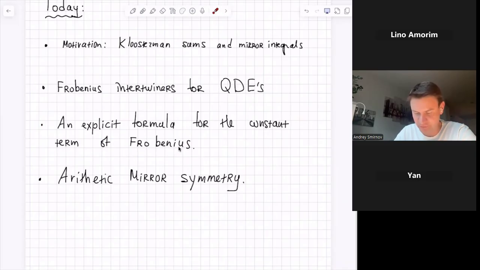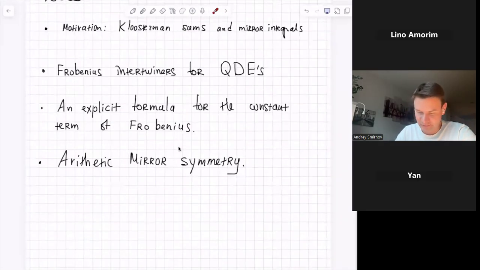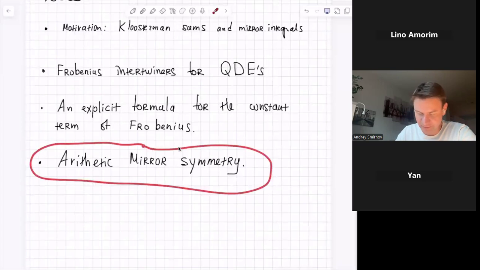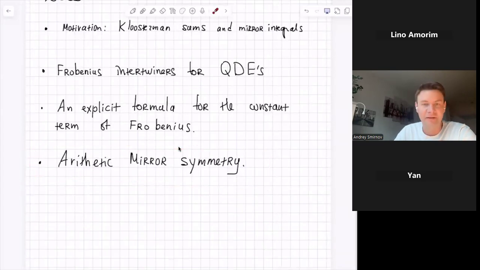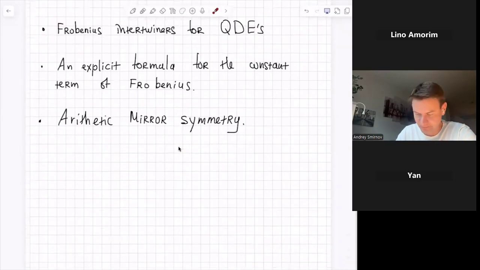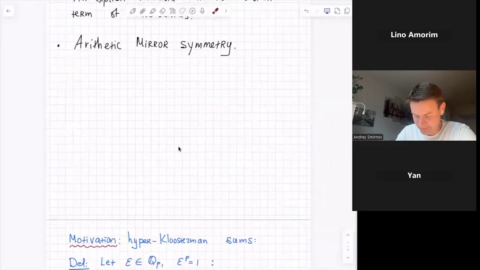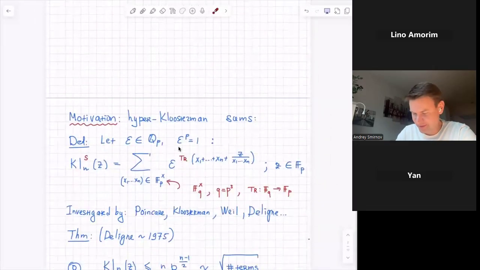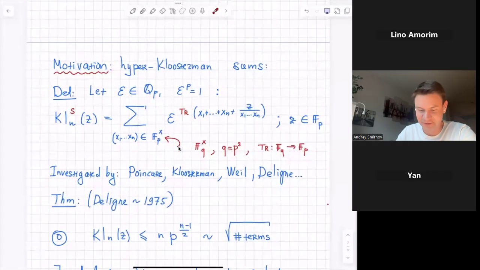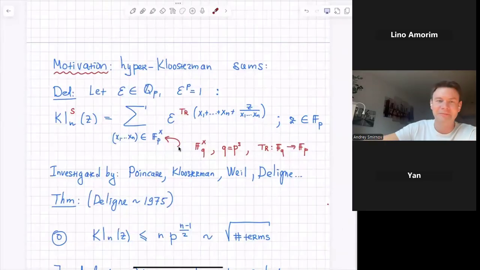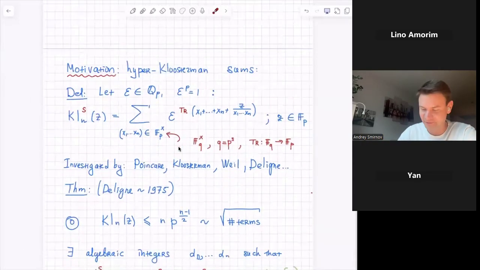structures and Frobenius intertwiners. And then I'm not sure I'm going to finish it today, but maybe at the end of it, we also discuss some kind of arithmetic analog of mirror symmetry. All right, and since I have 3 lectures and I don't have that much to say, please stop me at any moment, and I can go slow.